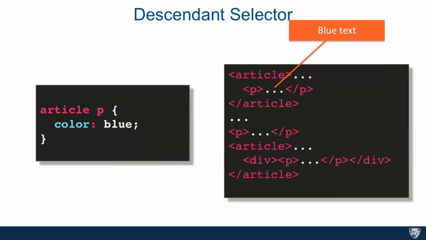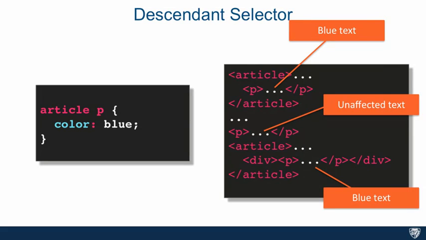So for example, in this case, it is a direct child of an article and the text will turn blue. In this case, it's going to be completely unaffected because it's not inside of an article element altogether. And in this case, it will still turn blue. Even though it's not a direct child of the element, since we're using a descendant selector combination, the p element is still technically inside the article, and will have its text turn blue.